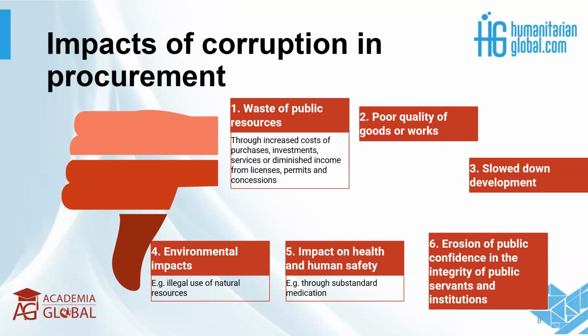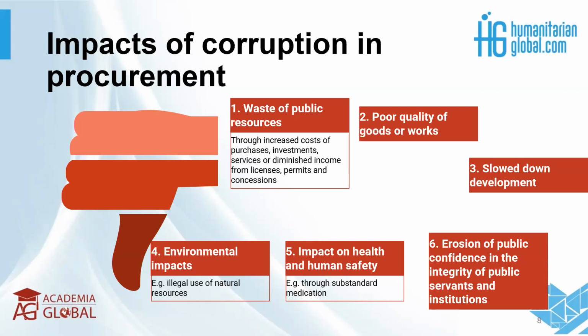The other one is impact on health and human safety. This really applies to people working in disaster areas and people working in health industries. So if you buy substandard medications, if you do not buy medicine at all, that means that there is an impact on health and human safety. The sixth one, and we can have an endless list of the impacts of corruption, and all of them are negative. I don't think there is anyone who has a positive impact of corruption.